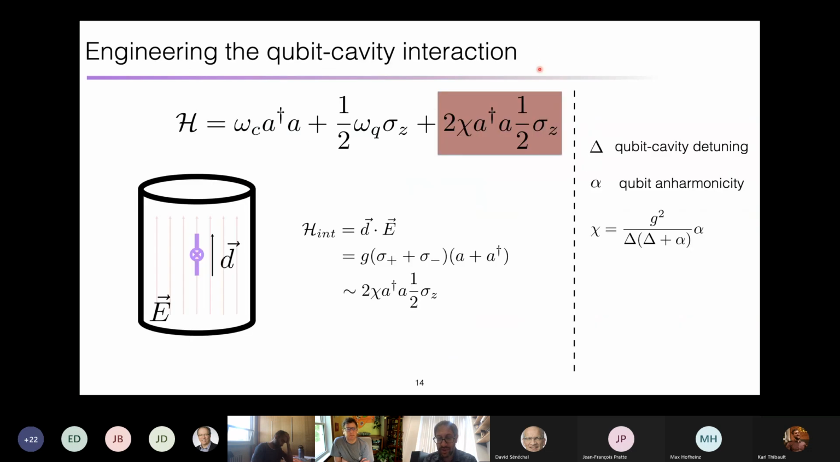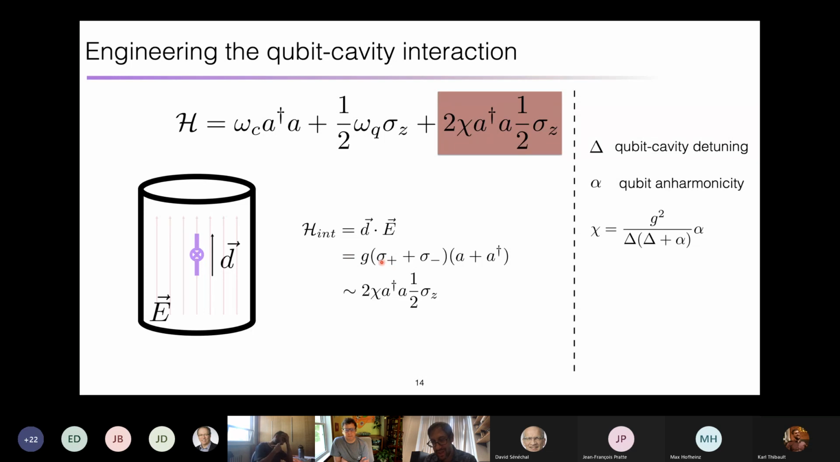And then there's the coupling between them. Again, this is a little junction with an antenna, basically. So you can think of it as just having some dipole moment, and the interaction is just the dipole moment times the electric field in the cavity.